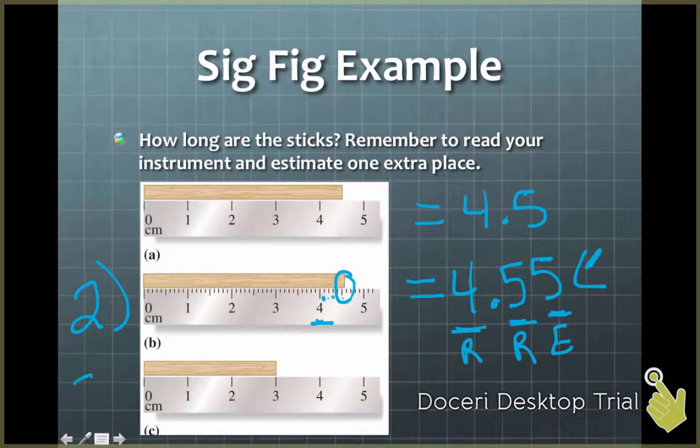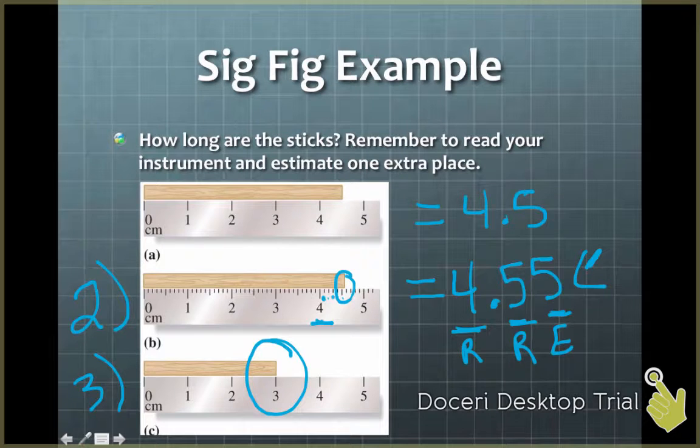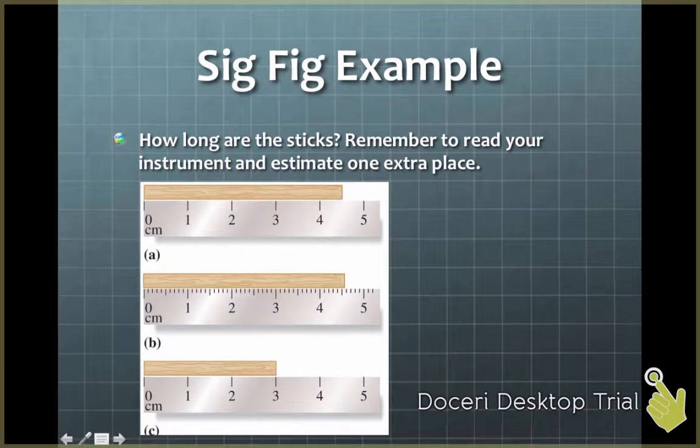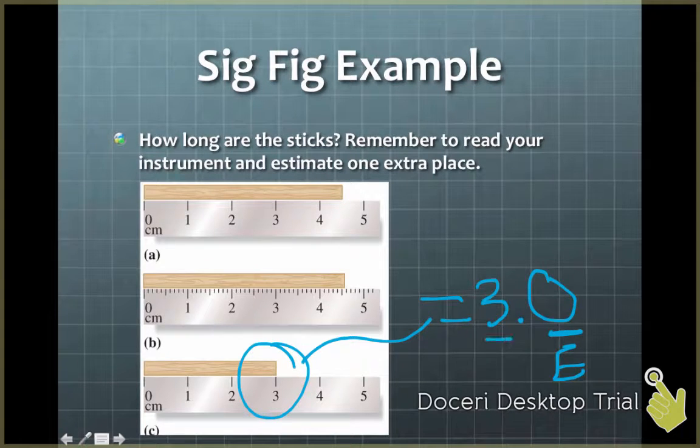Okay, so let's look at number 3 while we're here. This is 3, right? Remember, we read everything that we can, and then we estimate one more. So this one, we can read that it's on the 3, but most of you can agree that that's exactly on the 3. Well, how do we estimate one more when it looks like exactly on the 3? Well, this is where our zeros come into play. Zeros are very important when we're doing significant figures. This 0 is estimated. This one is the one that we're reading.